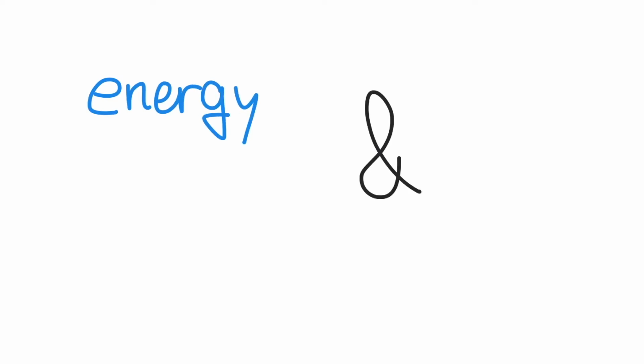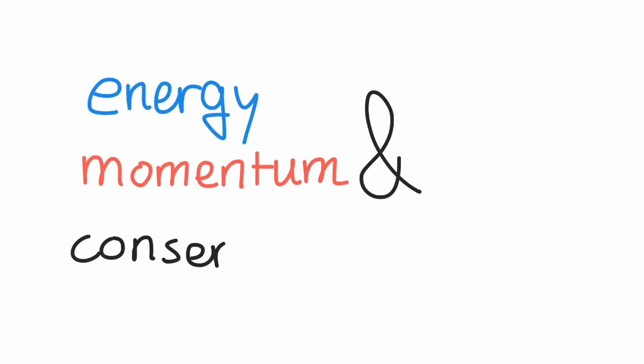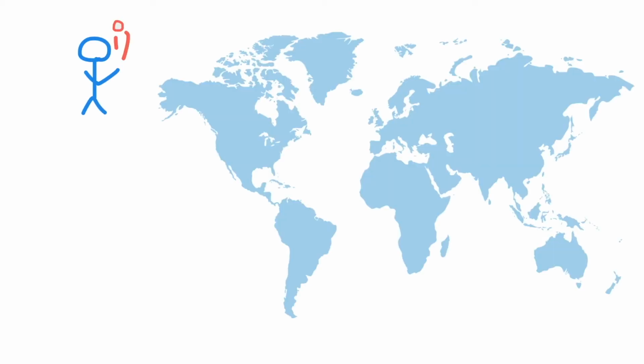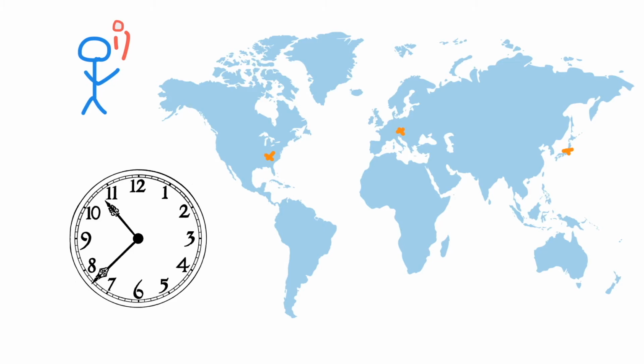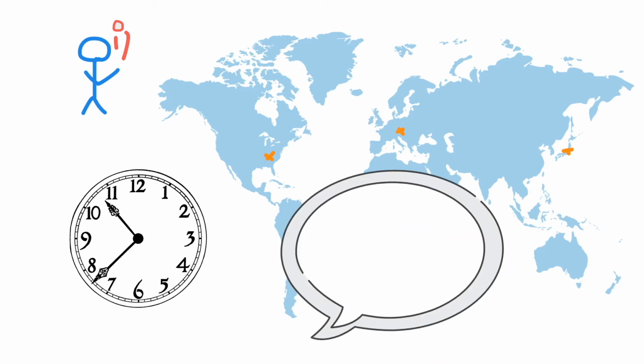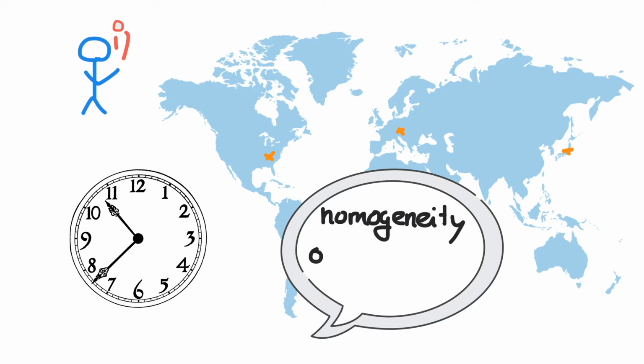As promised, today I will talk about energy and momentum conservation. Whether I throw a ball in Austria, Japan, or the US, it looks the same, even when I compare different times. In the textbook, this is referred to as homogeneity of space-time, which causes energy and momentum conservation. I remember this fuzzy phrase well because it made conservation laws extremely mysterious to me.